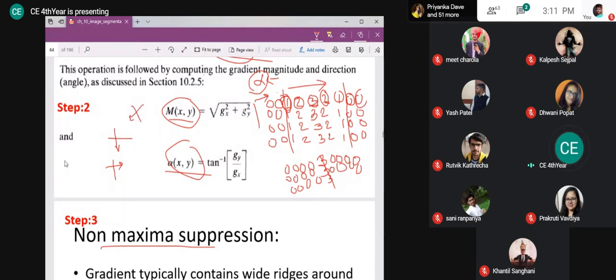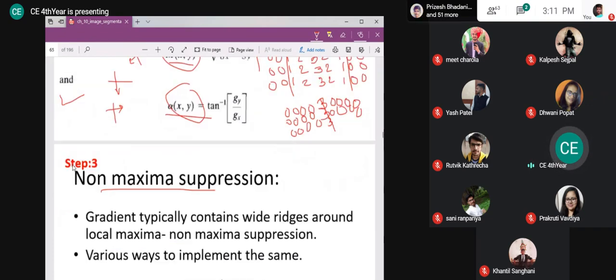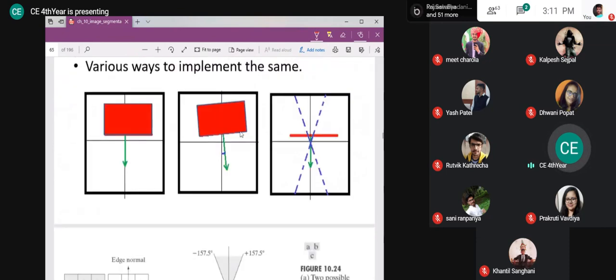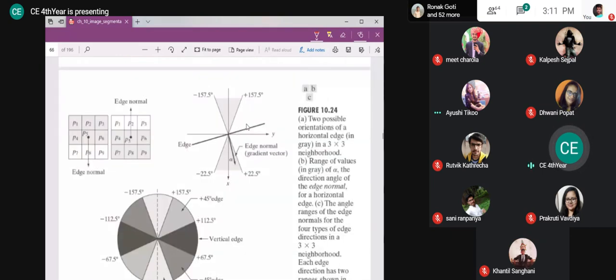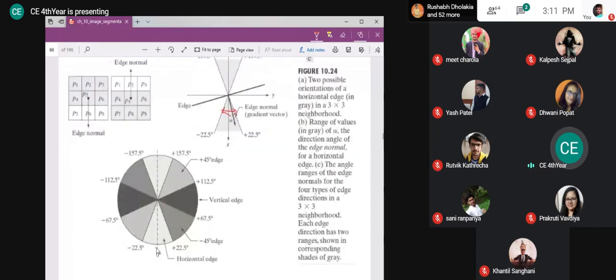But what if my object is placed slightly tilted, not horizontal, not even diagonal? I cannot apply it directly, since it is my pixel only, so I have a 3 cross 3 neighborhood. How will I check non-maxima suppression here? For that we have a solution: if my alpha falls in any of these ranges, then consider them as 0. Alpha is 0, that means it is pointing towards the vertical direction, or the x direction.